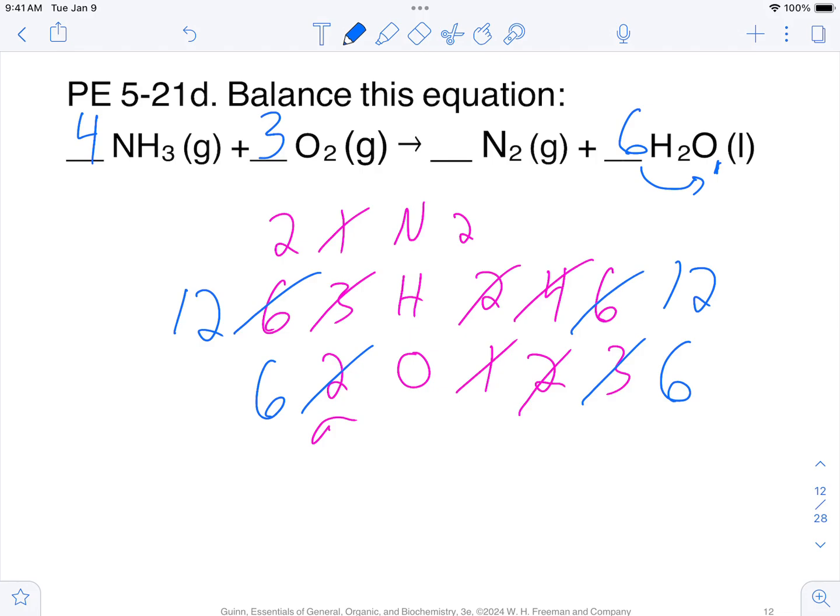Now, of course, that changes my N's as well. So I now have 4 here. And now to make this a 4, I would just put a 2 here. And that is now balanced. So that may be a lot of back and forth, but it is just a puzzle that always works itself out in the end. So if you're going back and forth for a while, don't panic. Sometimes it just takes a little bit of time.